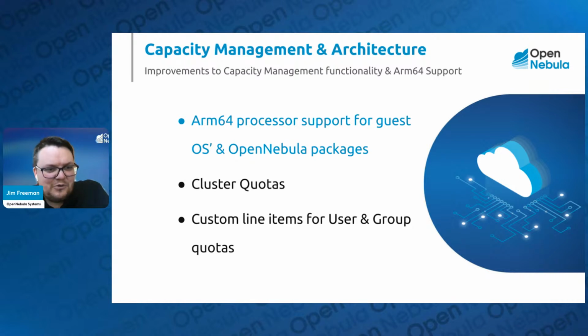Moving on to some additional functionality we have coming. Some of you may be aware we announced ARM64 support in a maintenance release of 6.10 just a couple of weeks ago, and 7.0 will make this generally available. This is both for guest operating systems, so for those of you who use the OpenNebula marketplace and download templates from there, you'll already notice that almost every template now has an ARM64 version as well. And more importantly, the OpenNebula packages as well. So if you use ARM-based CPUs, you can build your entire OpenNebula environment on that now.